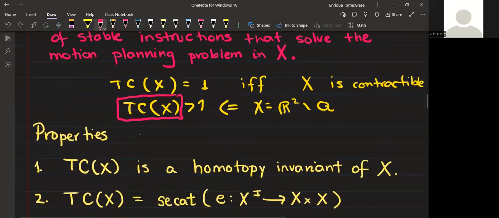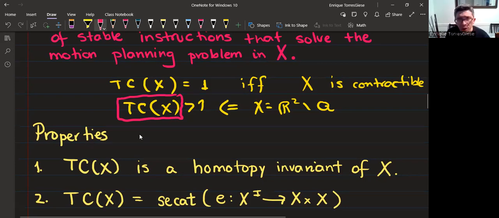Okay, so here are some important properties of the topological complexity of a space. First of all, this is a homotopy invariant. So that's a nice property. We're computing a number that is invariant under homotopy. Second property, the topological complexity can also be defined as the sectional category of the evaluation map. So what is the sectional category of a function or a map? Well, perhaps you know this. Let me just recall very quickly here.